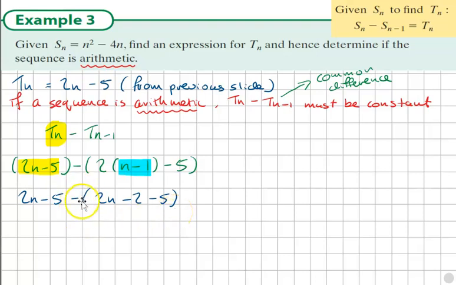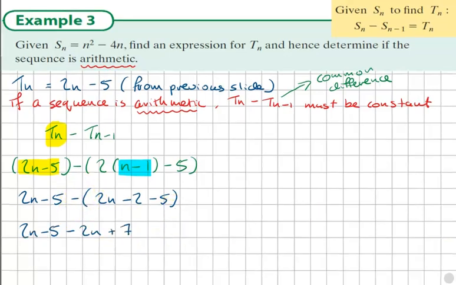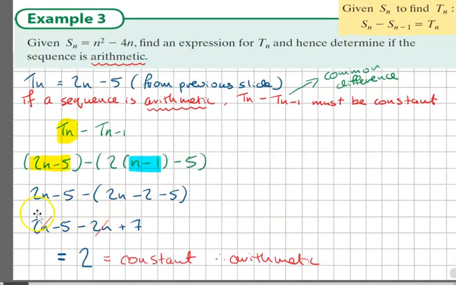So next I'm going to multiply in the minus. So bring down the 2n minus 5, and minus times 2n is minus 2n. And then minus 2 minus 5 is minus 7. So minus by minus is a plus, so you get plus 7. And then the 2n's will cancel. 2n minus 2n will cancel. And minus 5 plus 7 is 2. And 2 is a constant, so there's no n's in our answer. So therefore, the sequence is arithmetic.